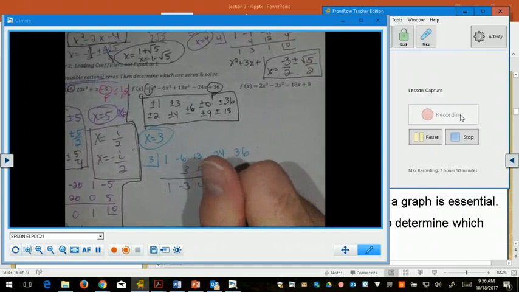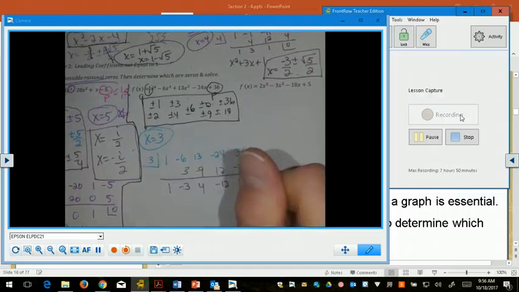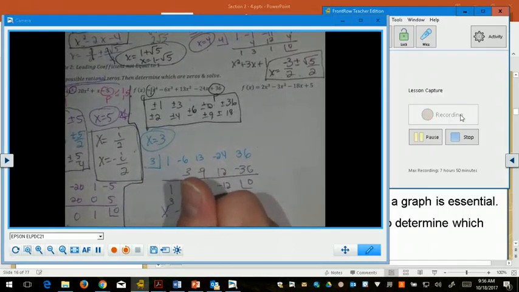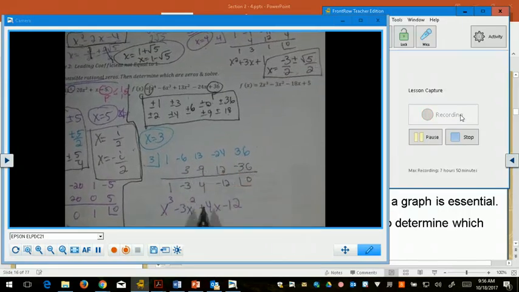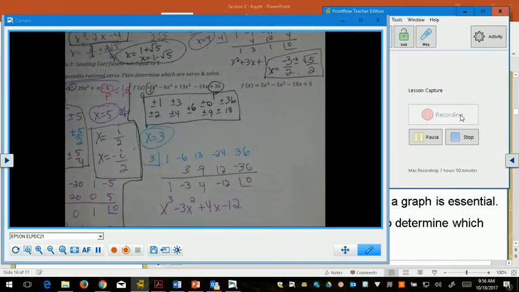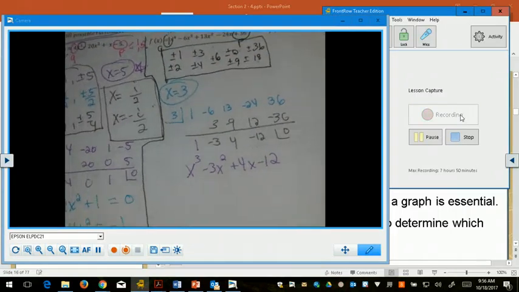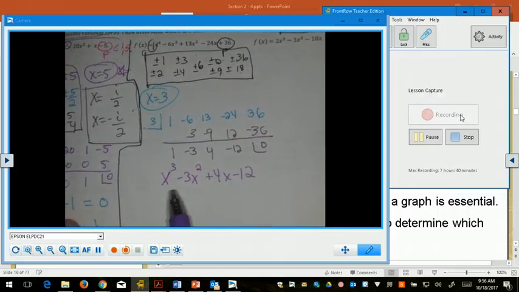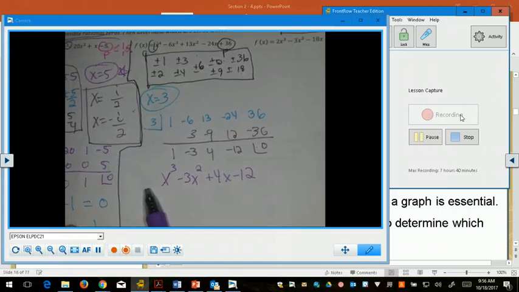12, negative 36. This leaves me with a cubic equation, x cubed minus 3x squared plus 4x minus 12. Any questions so far? At this point, I could repeat the rational root theorem with the numbers 12, so 12 over 1, 1 over 1, 2, 3, 4, 6, and their opposites, and find another rational zero and divide it away. But there is a quicker way to do this.